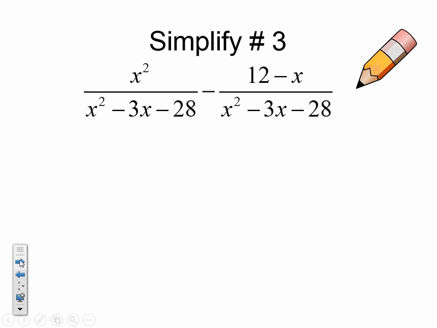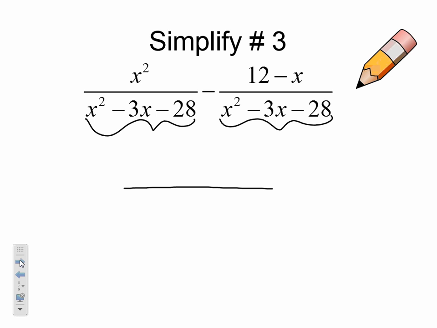Let's look at simplifying here, number 3. We need to make sure we have common denominators. Looks like we do. They are both x squared minus 3x minus 28. Both of those denominators are in fact the same. So now we add or subtract the numerators.